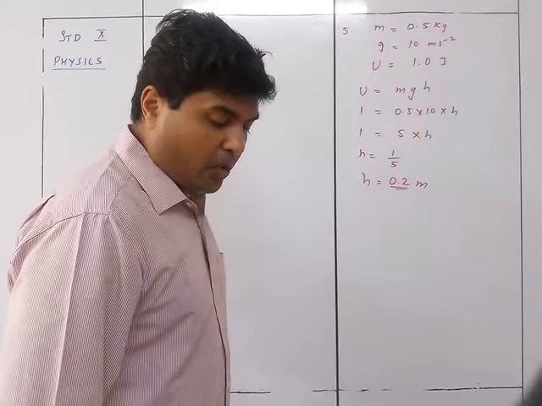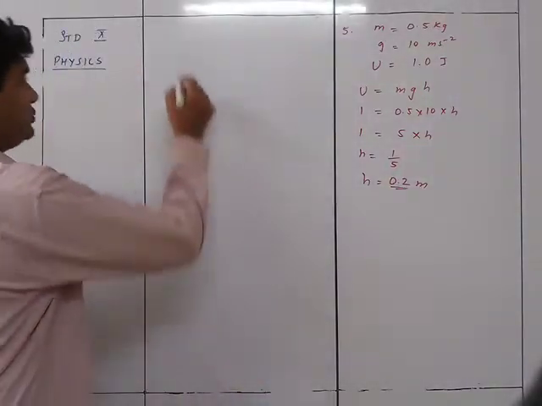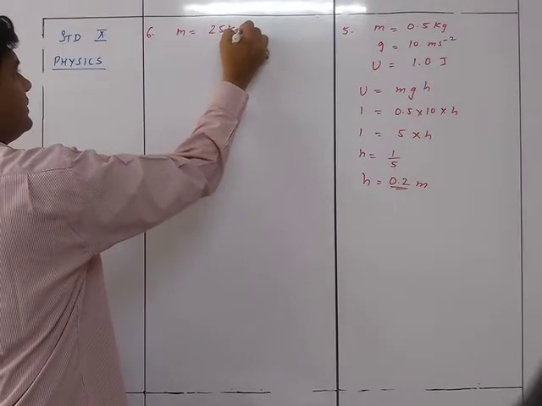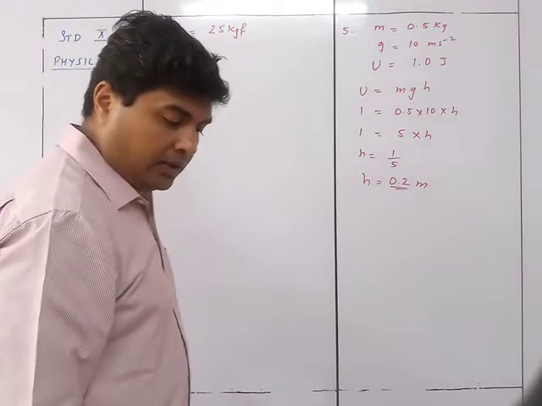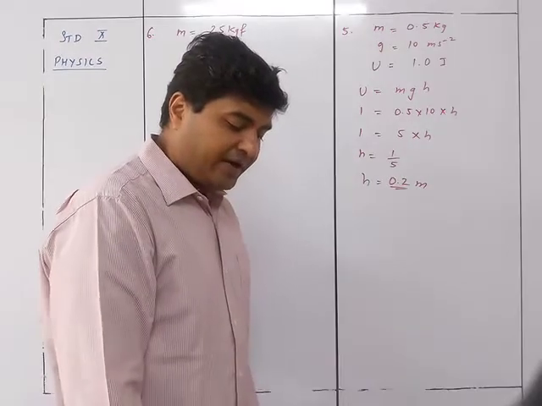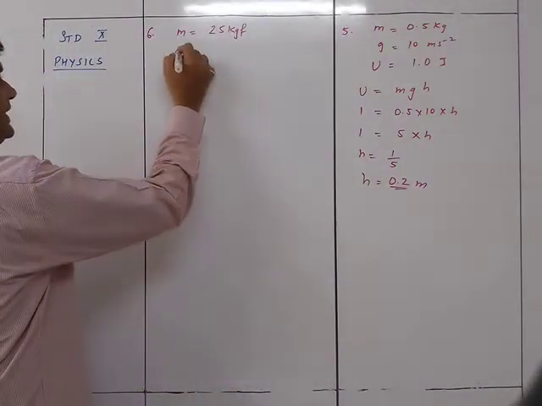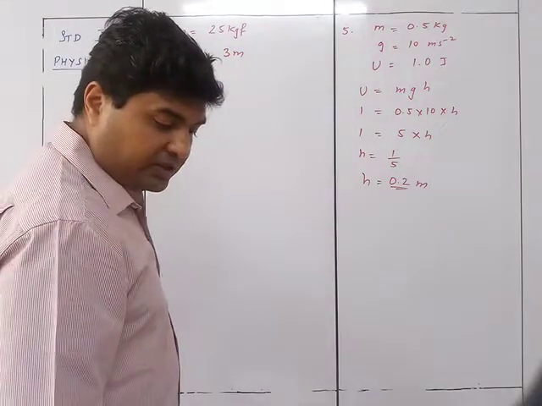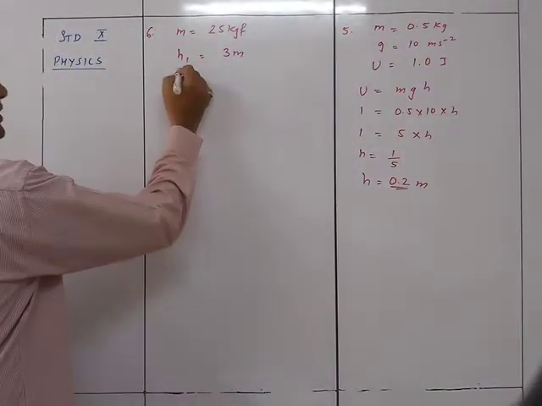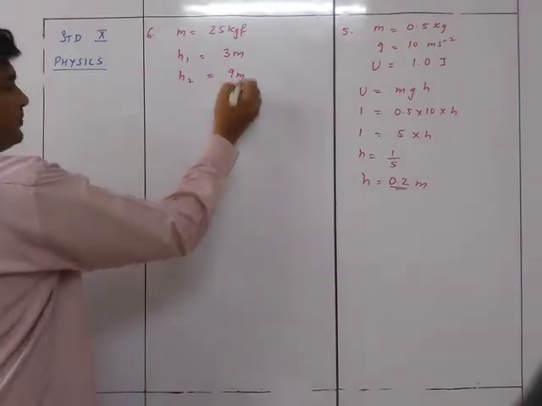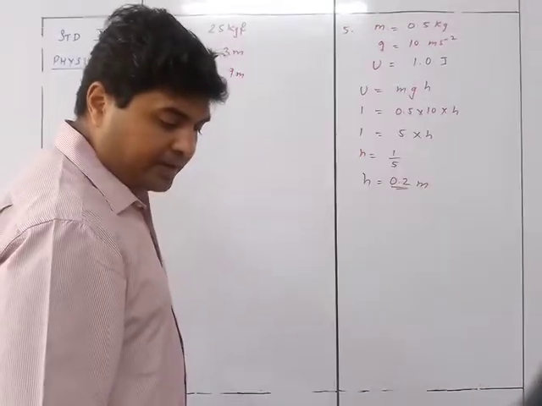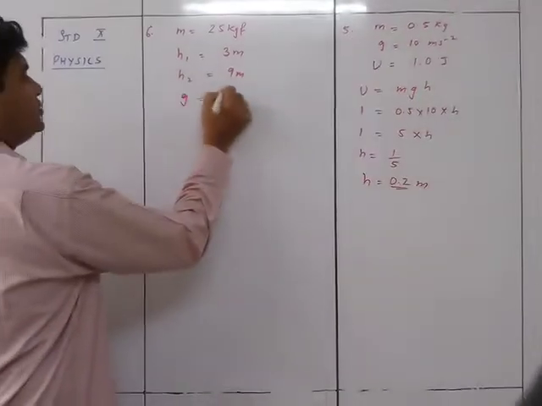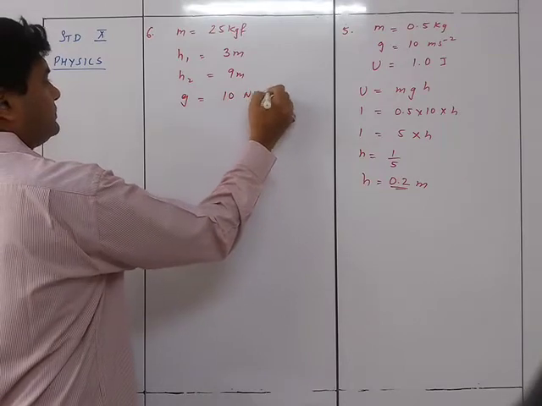Okay, sixth question: a boy weighing 25 kgf. So the first thing we have is the boy is weighing 25 kgf. That's the mass. Climbs up from the first floor at a height of 3 meters above the ground floor. That is h1 is equal to 3 meters above the ground floor, to the third floor at a height of 9 meters. So it is given that h2 is equal to 9 meters. Right? What will be the increase in the gravitational potential energy when g is equal to 10 newton per kg?